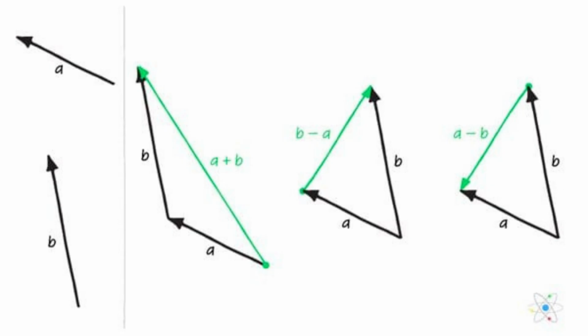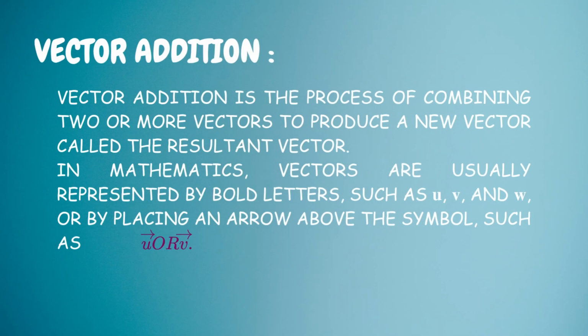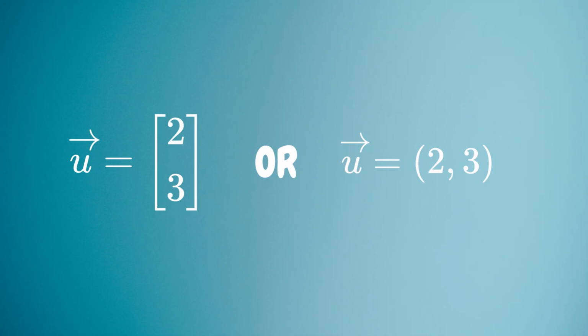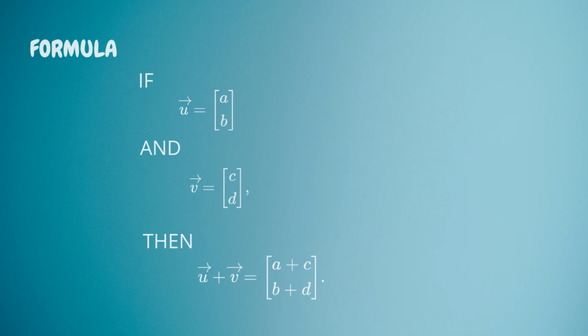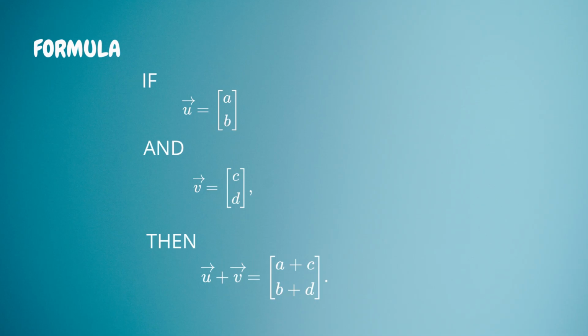What is vector addition? Vector addition is the process of combining two or more vectors to produce a new vector called the resultant vector. In mathematics, vectors are usually represented by bold letters, or by placing an arrow above the symbol. A two-dimensional vector can be written in component form in two different ways. Both notations represent the same vector. The first component represents movement along the x-axis, while the second component represents movement along the y-axis. To add two vectors, we simply add their corresponding components.